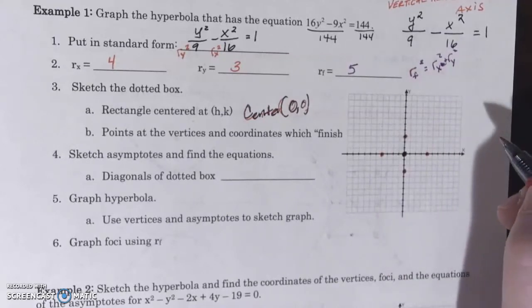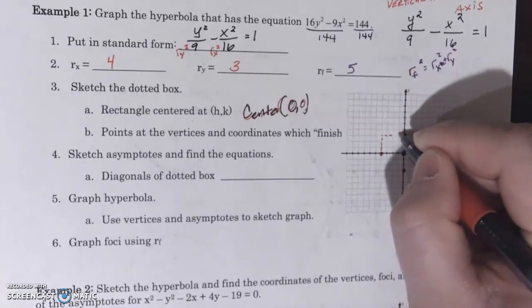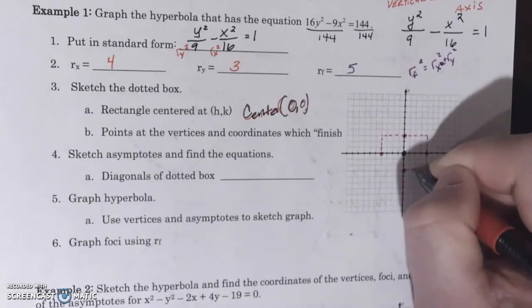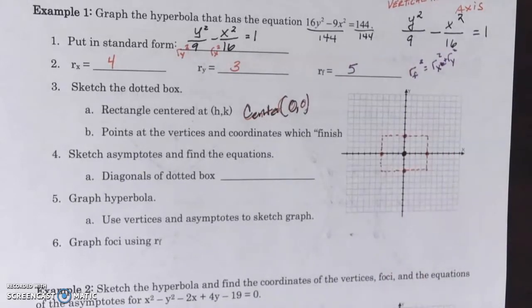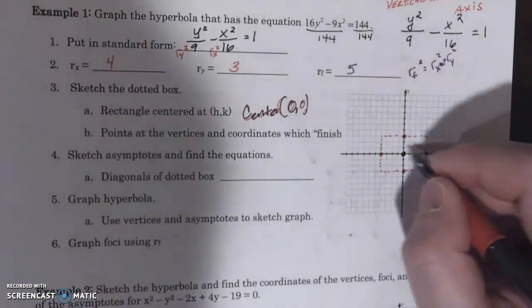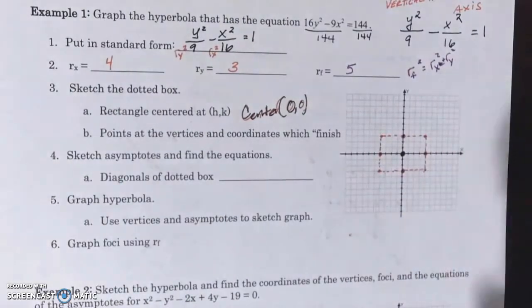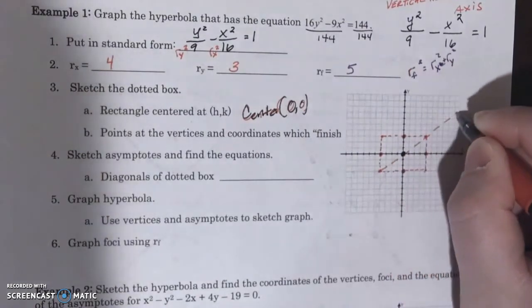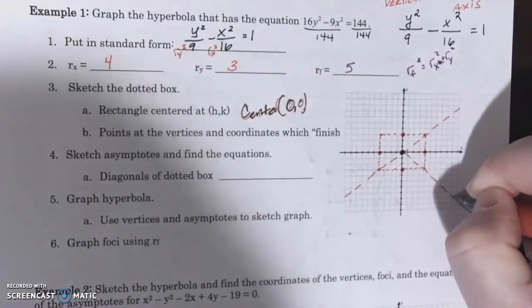This will get us our box here. Okay? So we're drawing our dashed box here. All right. That will also allow us to draw the asymptotes. Okay, we're going to sketch those asymptotes, going through these points here, through the corners of the box. There's the sketch of our asymptote. There's the sketch of our asymptote.